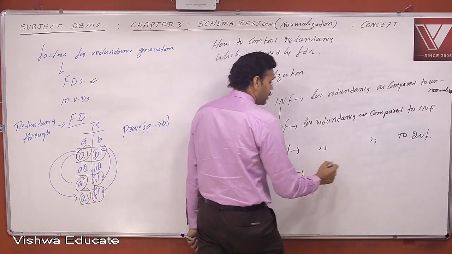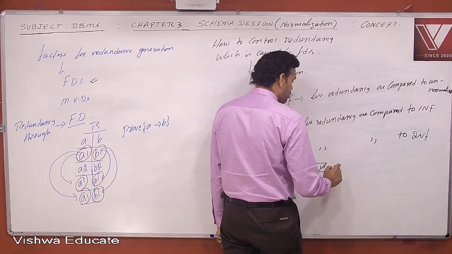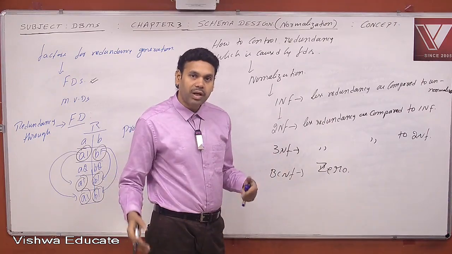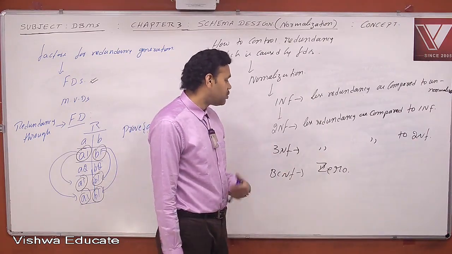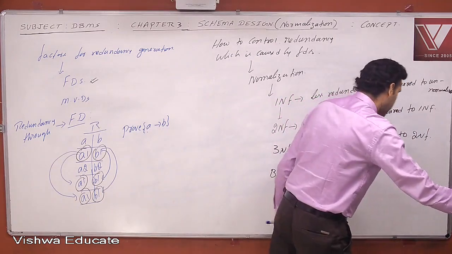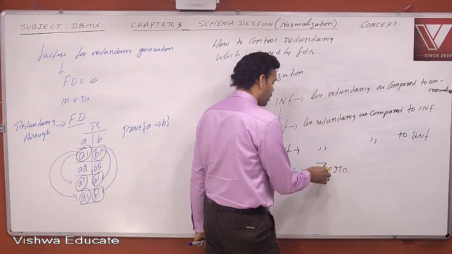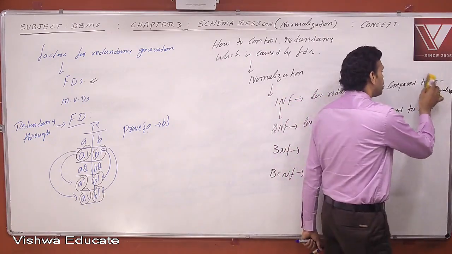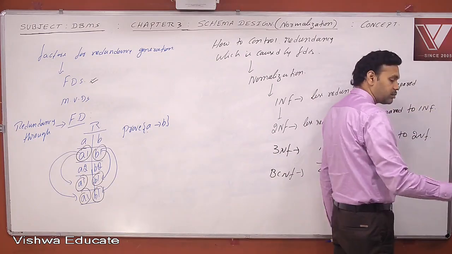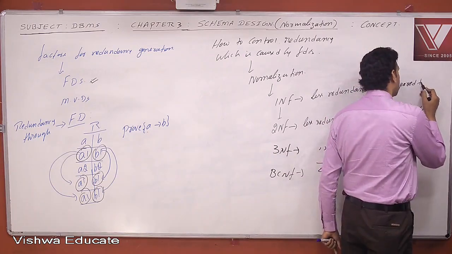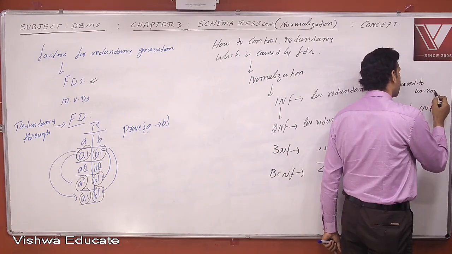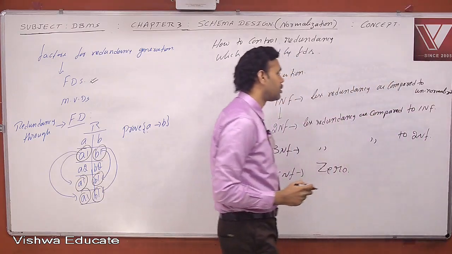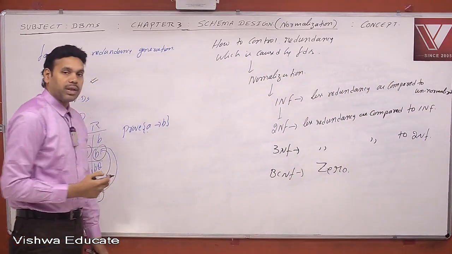BCNF, redundancy is how much, friends? 0. You will see, wonder. We start with some kind of duplication, but once you reach BCNF, the redundancy becomes how much? 0. This is the power of normalization. How it is going to be 0, we will see in the upcoming examples.